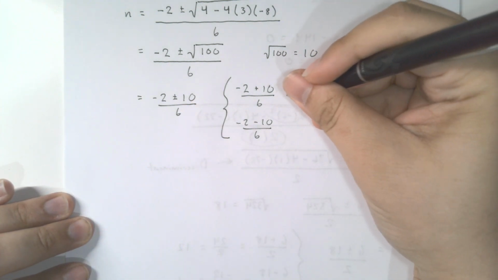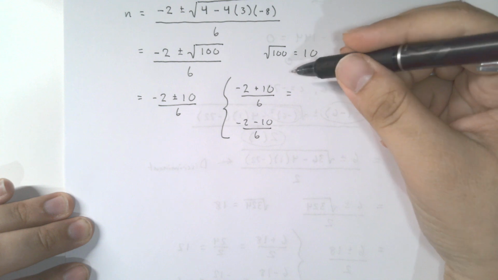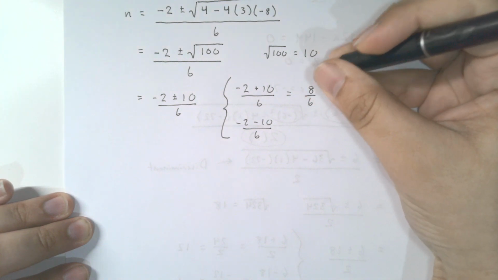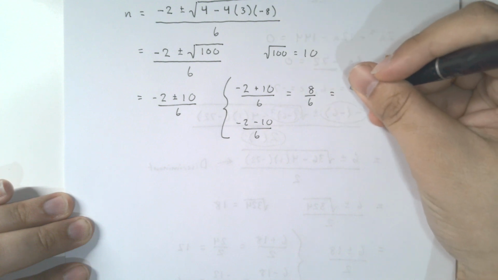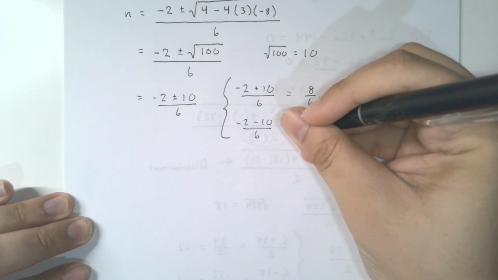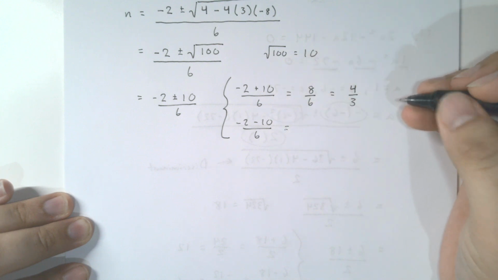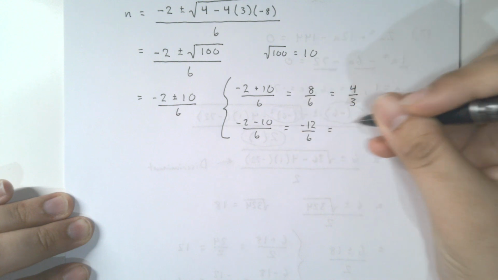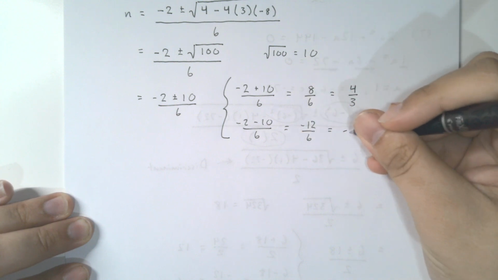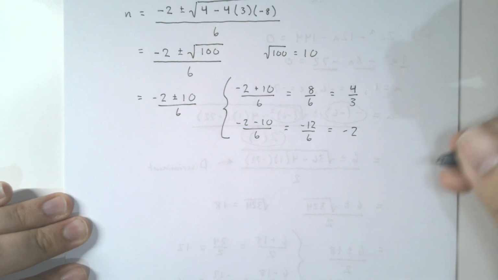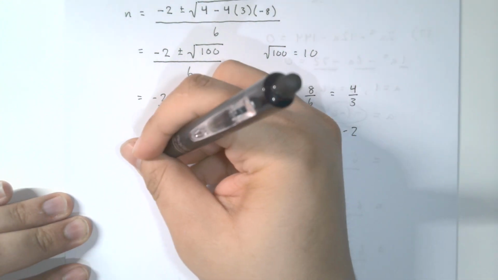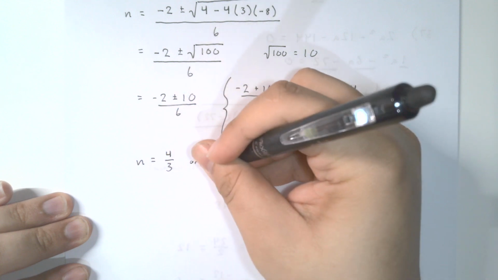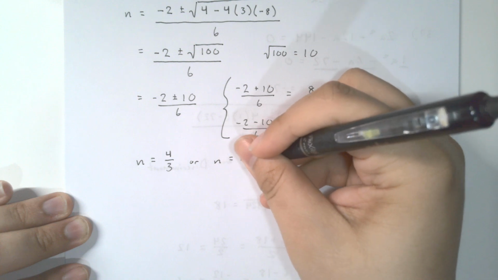So we calculate these out. We have negative 2 plus 10, so that's 8 over 6. And if we simplify that, we have 4 over 3. And for the other one, we have negative 2 minus 10, which is negative 12 over 6. And negative 12 over 6 is negative 2. So n is equal to 4 over 3, or n is equal to negative 2.